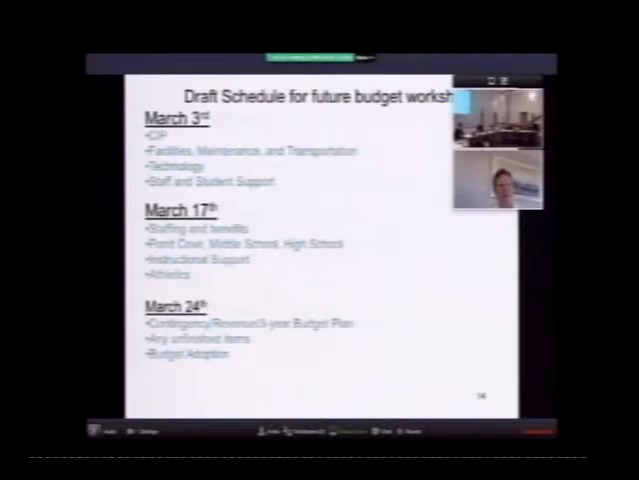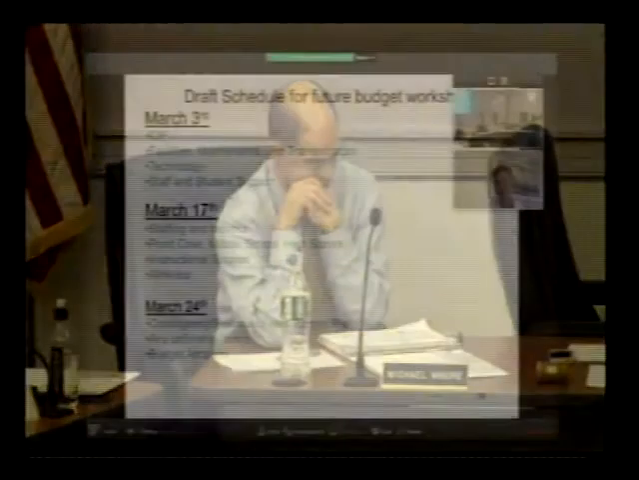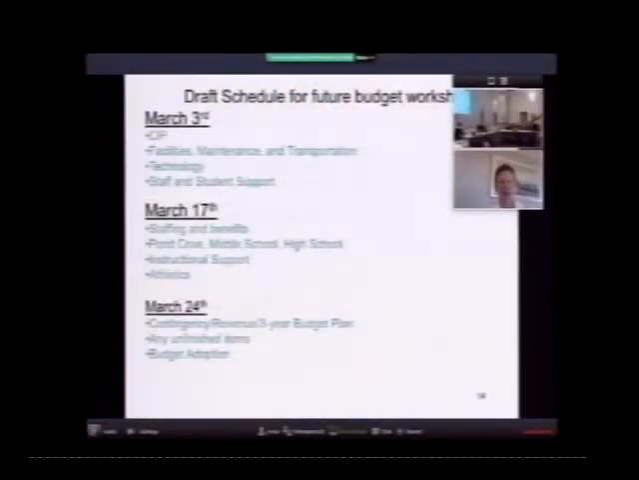Michael, I think you would agree that this schedule looks slightly different than the one that we had looked at previously. I wasn't sure how the board might want to handle the facilities and CIP portion of the budget that we were originally proposing to look at tonight, but had to move because of the date change. So this draft anticipates moving those to the next meeting on March 3rd and looking at that meeting at technology and staff and student support as well, and using the March 17th meeting to look at staffing and benefits as well as the budgets of all three schools, instructional support and athletics. And the wrap-up meeting schedule hasn't changed, but would look at contingency, revenue, our three-year budget plan, any unfinished items, and budget adoption on the 24th. So I leave that obviously to the board's discretion, and whatever you decide, we'll be happy to support.